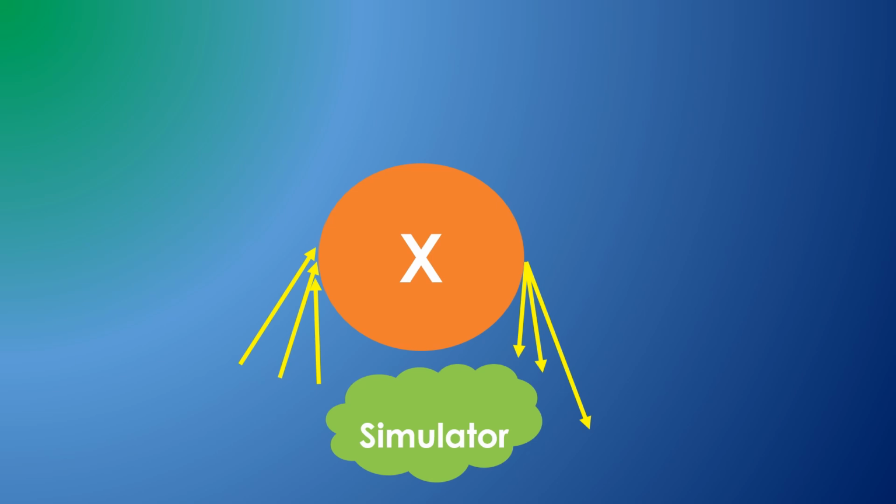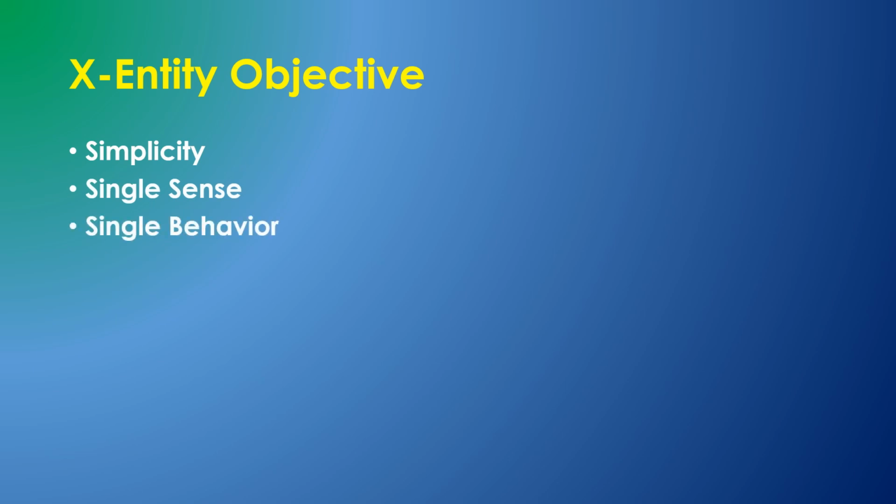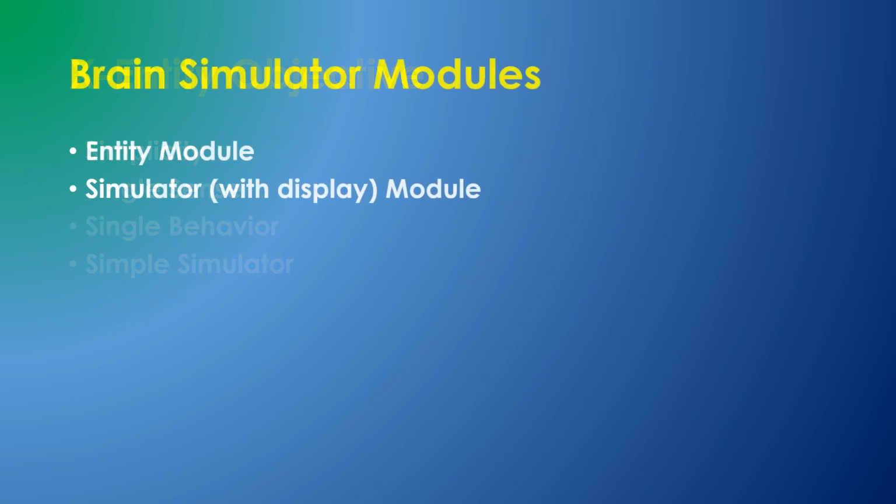To get started with the XEntity, I wanted to create the simplest entity I could imagine with just a single sense and a single behavior, and place it in the simplest possible simulated environment. So, I created two new modules within the brain simulator, one being the entity itself, and one being the simulator for the environment in which the entity exists, senses, and acts.